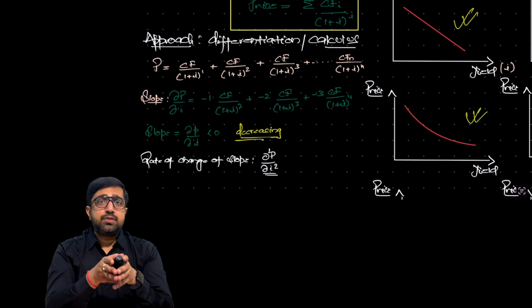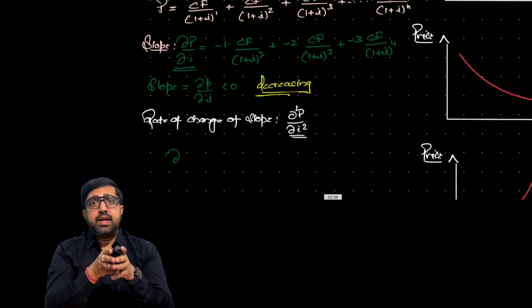If you ever did the concept of graphs, if you take the double derivative, which is the rate of change of slope, and it comes out positive, then it is going to be a convex graph. If it is negative, then it is a concave graph. And if it comes to 0, then it would be a straight line, right?